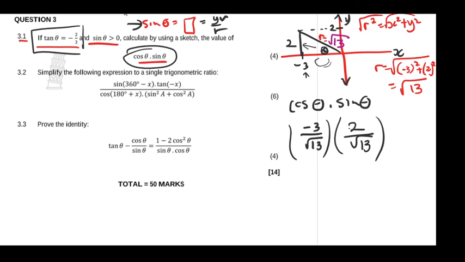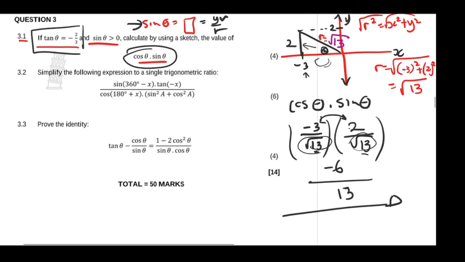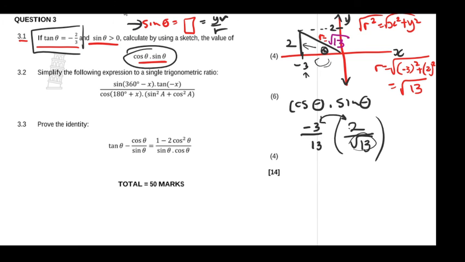And then what's at the top will multiply each other. So this minus 3 will multiply this 2 here, and we'll get minus 6. Divide by, so when a root multiplies a root, we multiply what's inside, and in this case we have 13 and 13, so we're just going to write 13. So that is the solution for this problem. We are done solving this one, so let's go to 3.2.